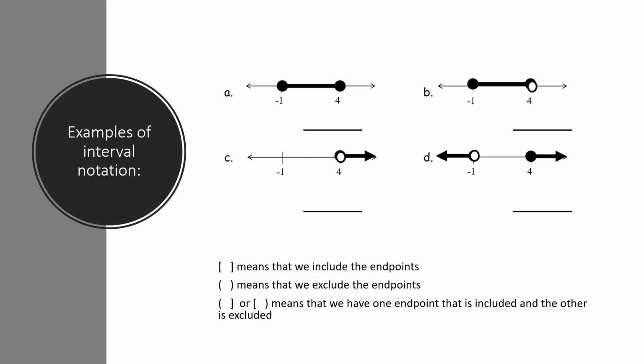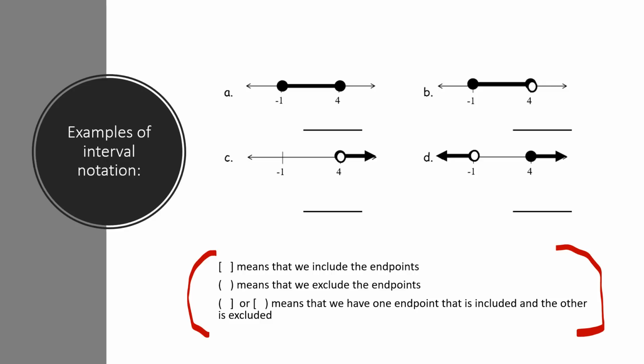Before we get into the examples A through D, I just want to highlight this information down here. Once again, we use the square brackets, which means that we include the endpoints. We use parentheses when we exclude the endpoints. And we could use a combination if one of the endpoints is included and one of the endpoints is not included.